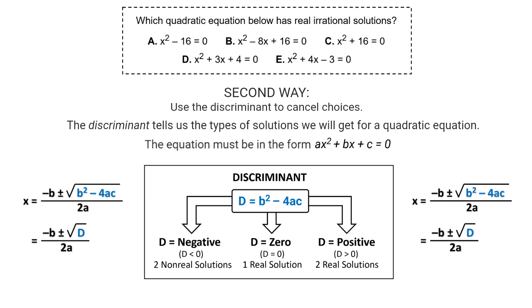Now, for our equation, we're going to put a slight twist on it. And the key thing to understand is that whatever that discriminant comes out to be, that's what that square root is going to come out to be when you do the quadratic formula. And so we're going to use this to quickly eliminate answer choices and figure out the equation that has real irrational solutions.